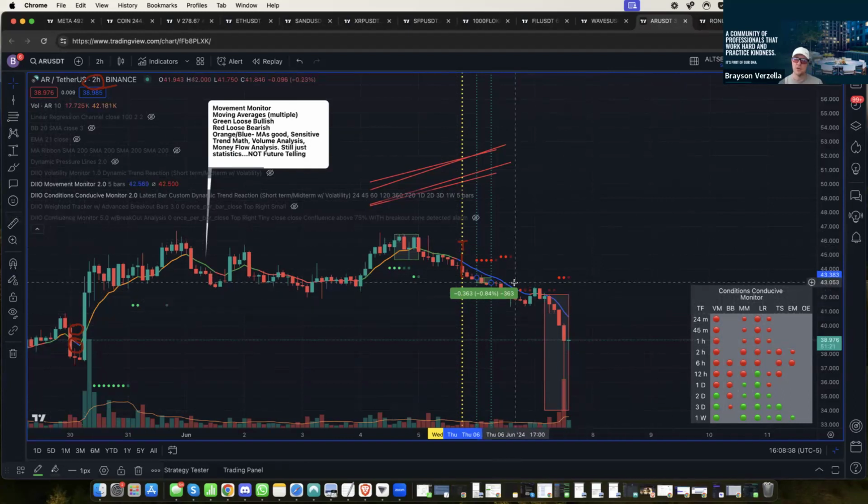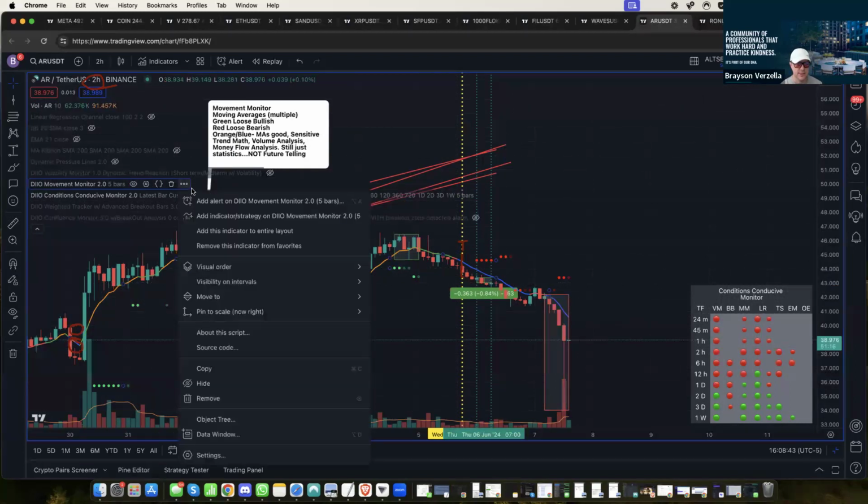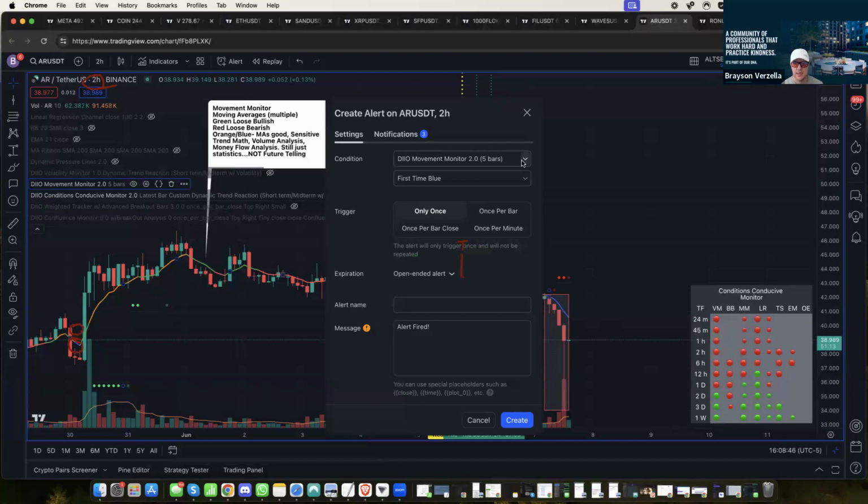But this is a little data on just purely the power of the movement monitor, and just going over here and setting an alert and just saying, movement monitor, first time blue, wake me up or ping me whenever I have this opportunity. And then it would be like, it's never just go and short it. It's more like potential short opportunity, right? And then I could even give more info, 2-hour time frame. And that's it, right? I would know what it was. I could also put blue movement monitor.